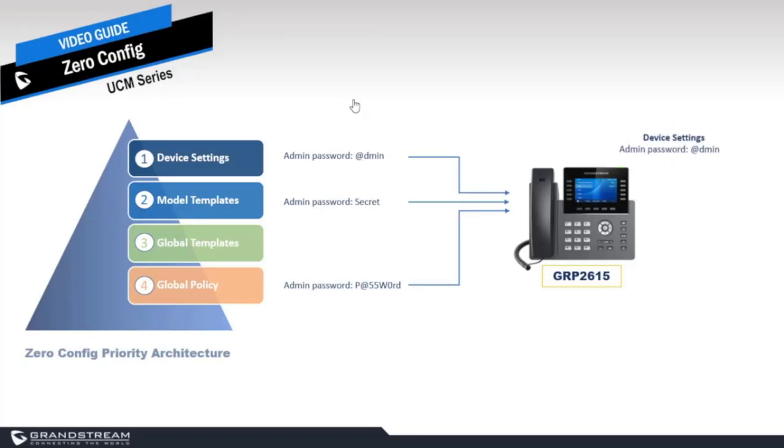In this case, Zero Config will apply the login password admin on the device because the device settings have higher priority than model templates and global policy. Just to summarize, configurations in higher layer will always override the configurations for the same options in the lower layer when presented at the same time. So now let's go back to the web interface of the UCM and do some configurations to the templates.